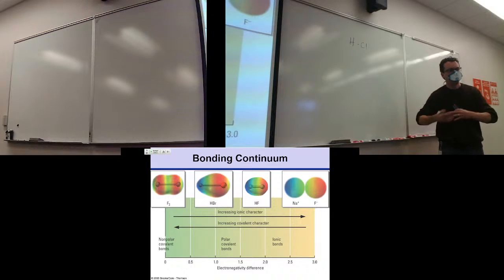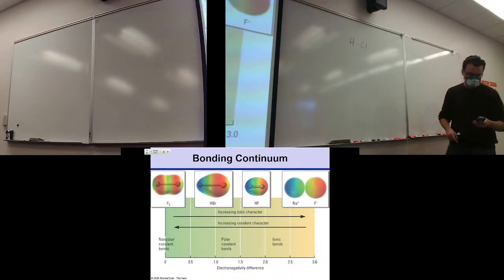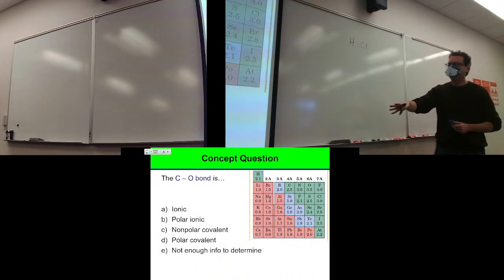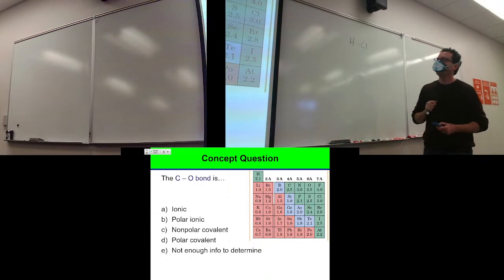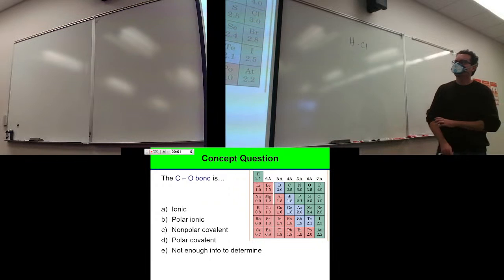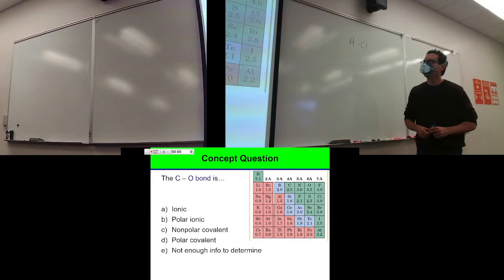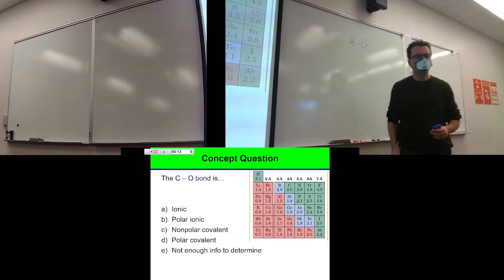So we're going to make this more complicated as we go along. Not too much for this term, but next term it'll get a little bit more complicated. All right. But let's just do black and white thinking. Let's just peg it on the board. Where does it belong? If I look at a CO bond, would I call it ionic? Polar ionic, nonpolar covalent, polar covalent? Or is there not enough information? These are electronegativities right here.